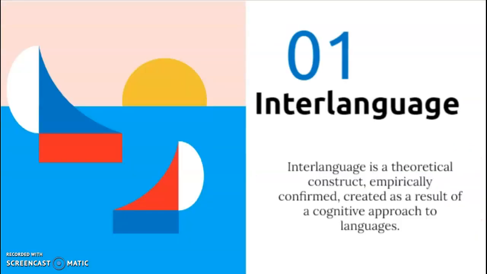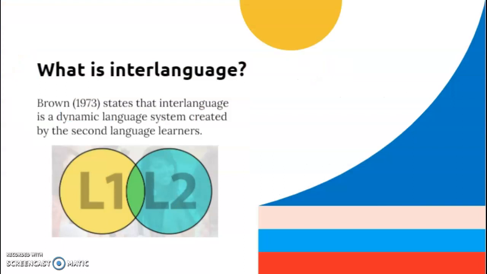Let's analyze what interlanguage theory is. Interlanguage is a theoretical construct empirically confirmed, created as a result of a cognitive approach to languages. This theory can also be studied by observing how the language of the learner develops over time. According to Brown in 1973, interlanguage is a dynamic language system created by second language learners.